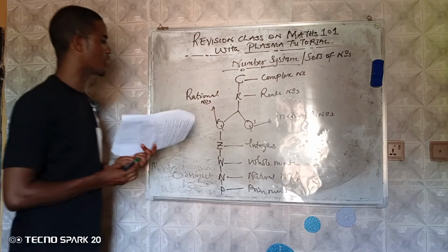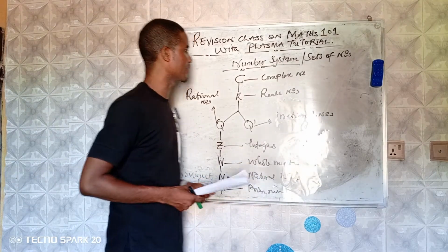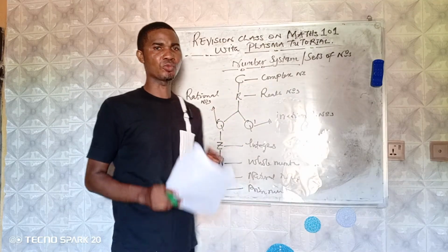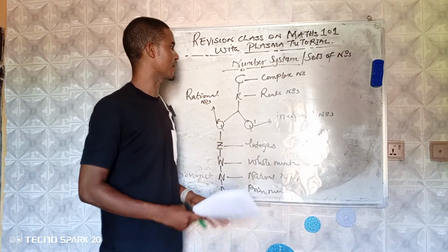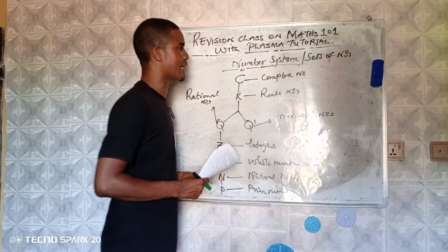So I'm going to explain all of them one by one, because their definition is paramount to what we are doing. So, complex numbers are those numbers that are made up of two parts, both the real part and the imaginary part. Then, under complex numbers, we have real numbers. Now, what are real numbers?